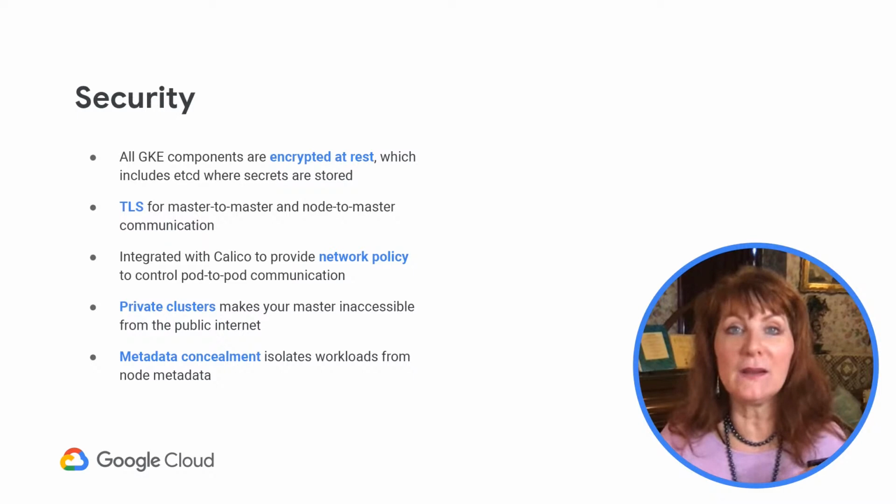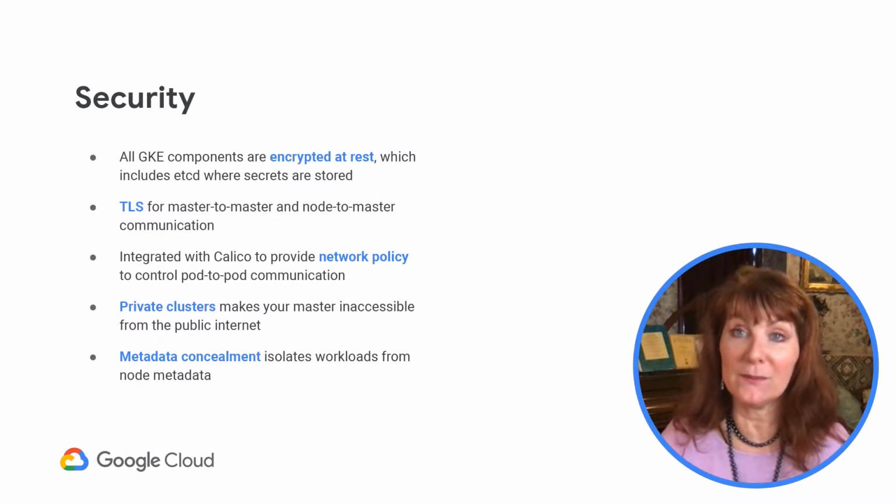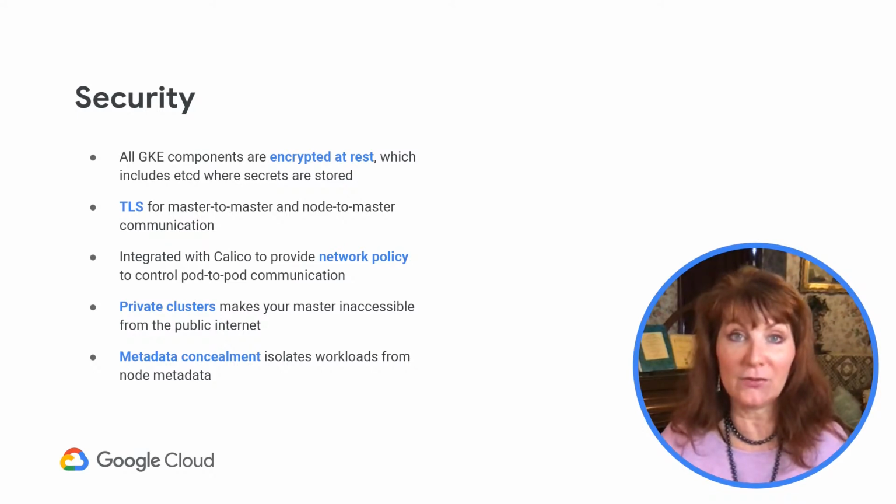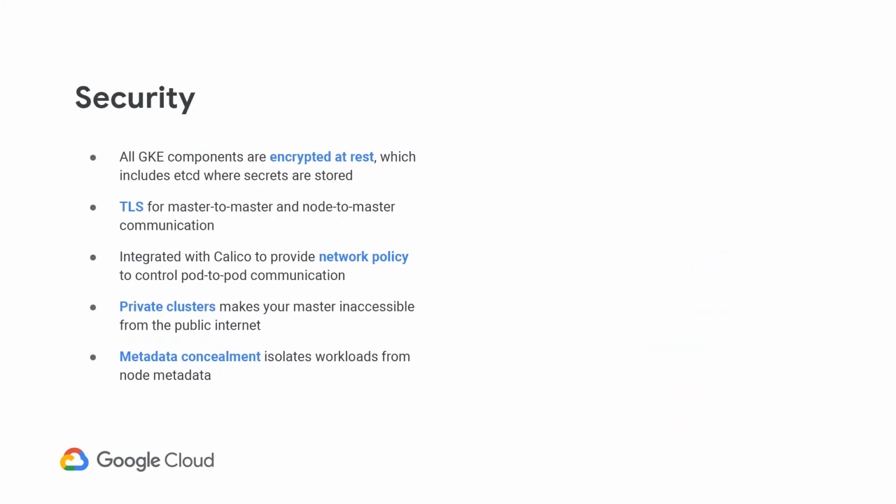Now, all GKE components are encrypted at rest. So this includes etcd, where secrets are stored. It also includes TLS for master to master and node to master communication. Integration with Calico provides network policy to control pod-to-pod communications, and private clusters make your master inaccessible from the public internet.